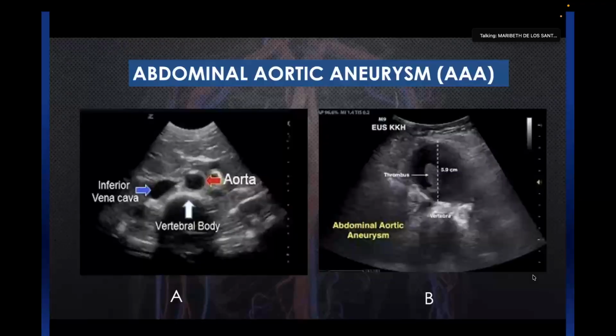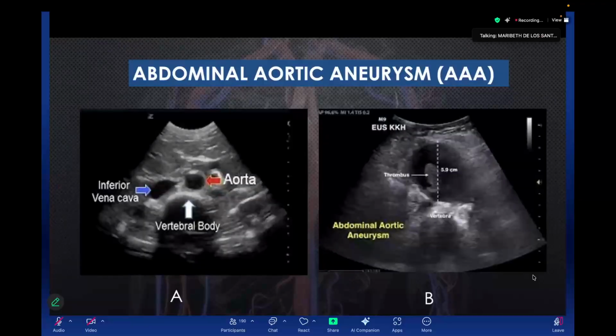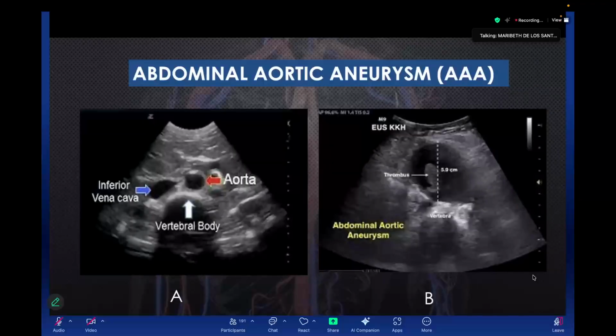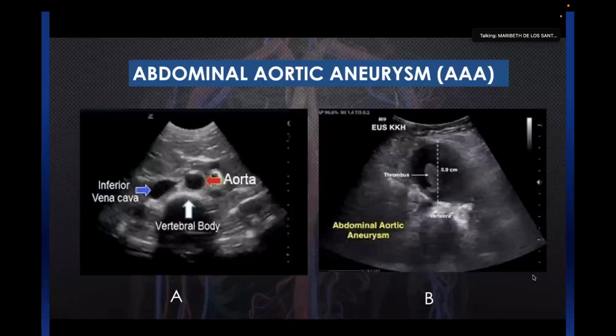This is an ultrasound of an abdominal aortic aneurysm. Picture A is the transverse section of a normal aorta. Look at the size. In contrast with picture B, this is a 5.9 centimeter abdominal aortic aneurysm with intraluminal thrombus.